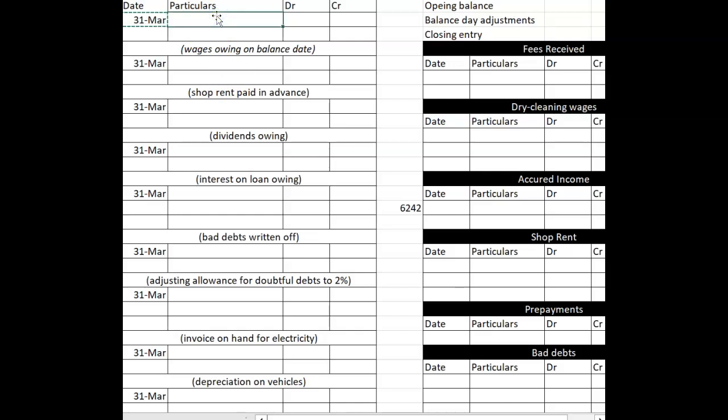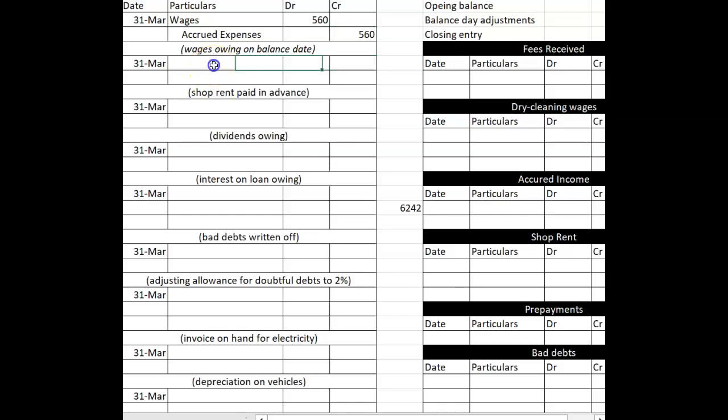So wages owing on balance sheet, what you did is you added accrued expenses to that, but we debited wages, so we always do the debit first. So write the debit for wages, that was $560, and the credit, make sure we indent in, and we're going to type accrued expenses. This is a credit because it's a liability.